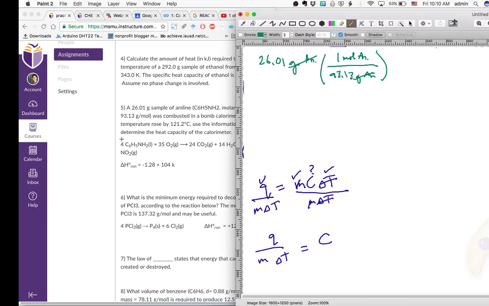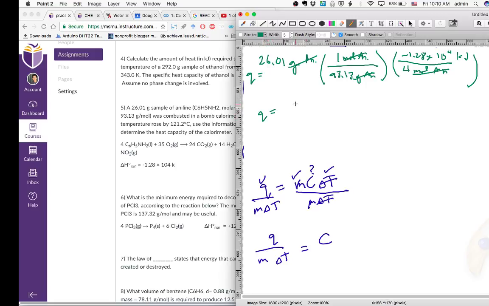Now I know that for 4 moles of aniline, this is the energy that I get. Why am I writing 4 moles in the bottom? Because I want to cancel moles of aniline. For 4 moles of aniline, I get this energy, negative 1.28 times 10 to the fourth kilojoules. Now the answer is in kilojoules. That is going to be the Q.